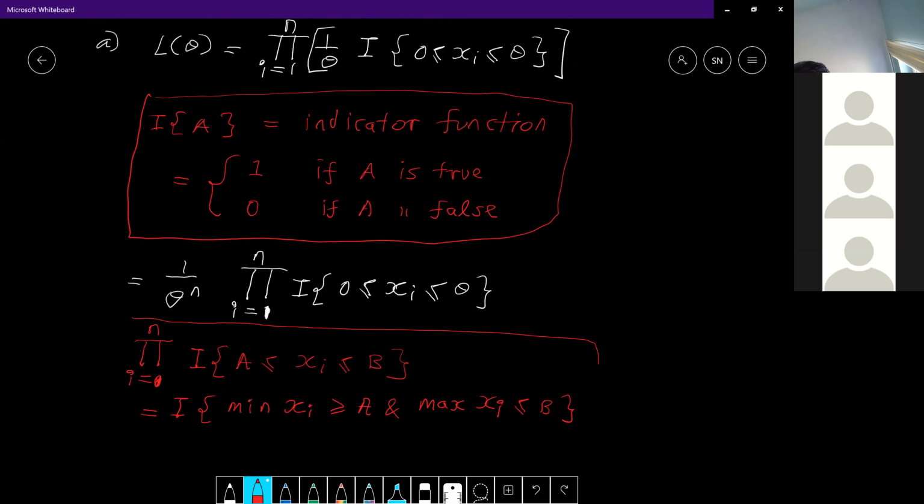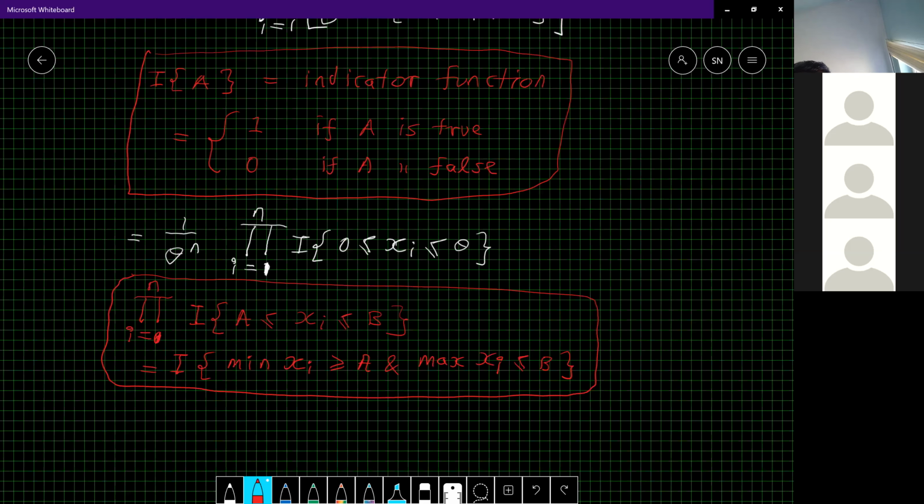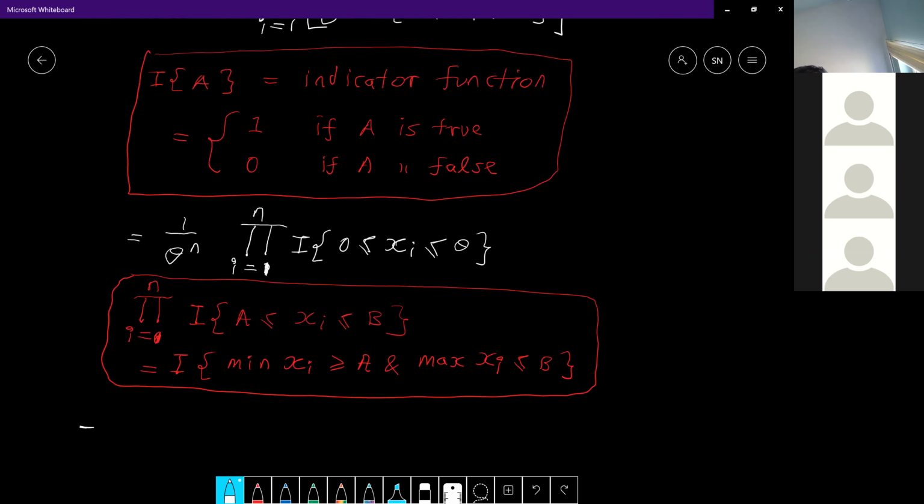You will talk about this in statistical methods next year in semester 2, but in any case, you may want to remember this. Using this rule, you can write the term above as follows. So this is the likelihood function for theta. That's step A.